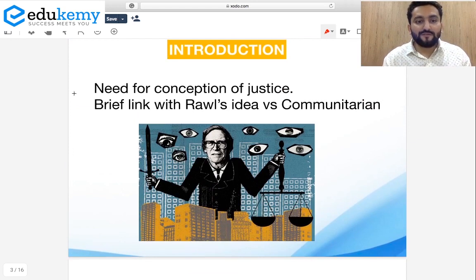So the introduction should have two elements: the need for a conception of justice. So this is Rawls giving his theory of justice, viewed by diverse eyes, and criticized. And all of you know that every political theory evolves on the basis of criticism, right? Then a brief link between Rawls' idea versus communitarianism.